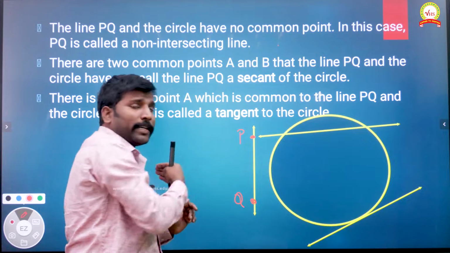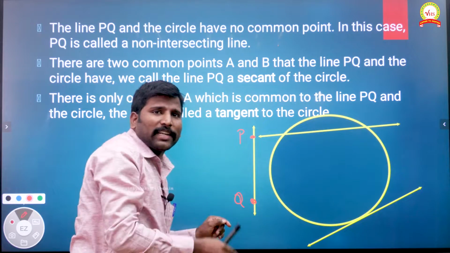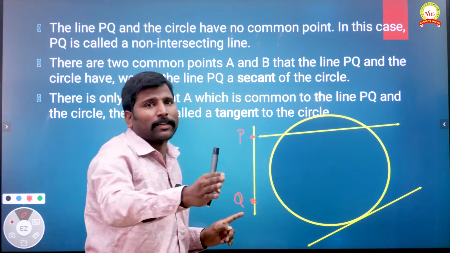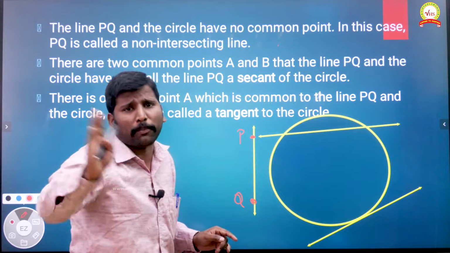The line does not touch or does not intersect the circle. That is what we are telling. There is no common point.